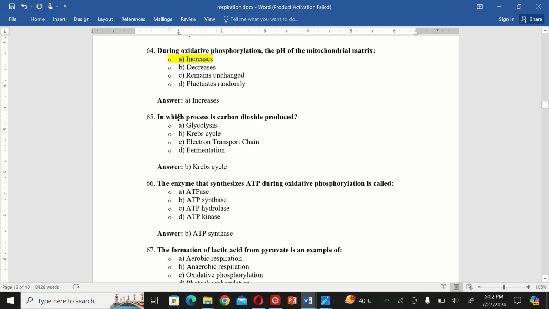The next MCQ is: in which process is carbon dioxide produced? A. Glycolysis, B. Krebs cycle, C. Electron transport chain, and D. Fermentation. So the correct option is B, Krebs cycle.